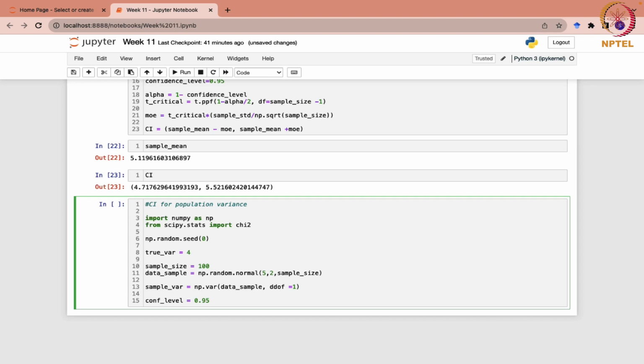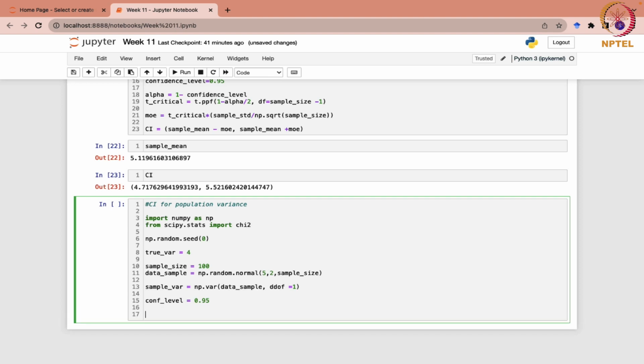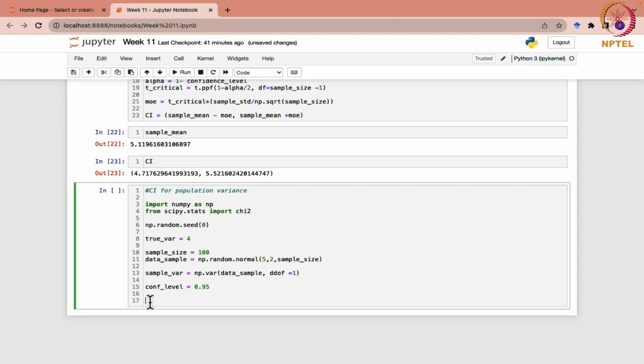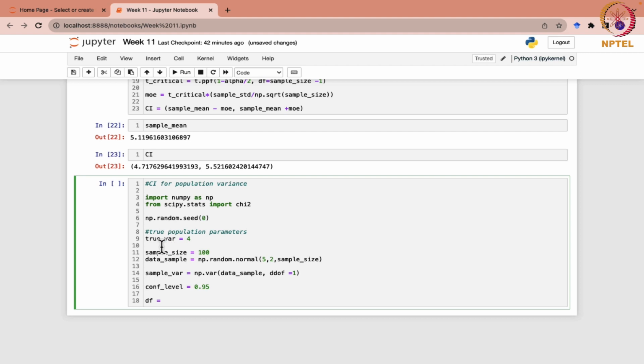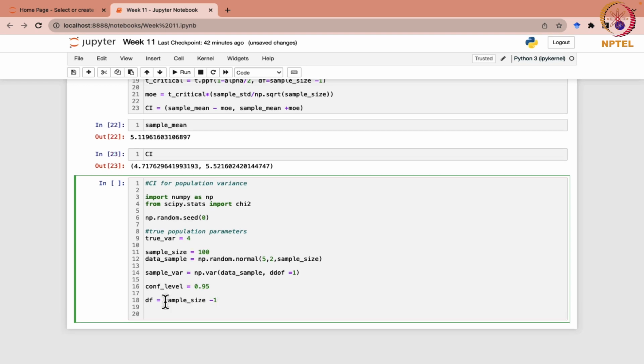After specifying these things, we need the degrees of freedom, so df. You can keep on adding comments as I've done here, for example for true population parameters, just to help you remember what you did at that point and what is happening in this code. Since here we don't have sufficient time, I'm not writing it everywhere. Sample size minus 1, so degrees of freedom is specified.